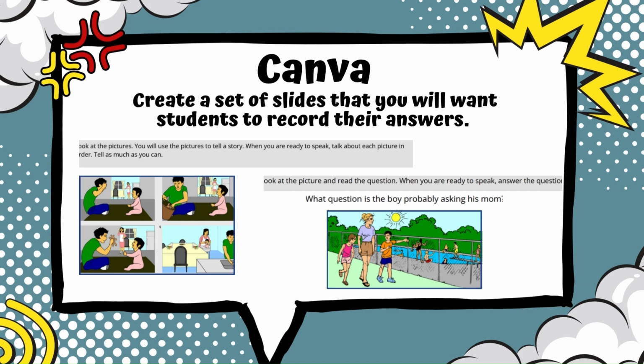You will use the pictures to tell a story. When you are ready to speak, talk about each picture in order. Tell as much as you can. So the students will be able to record themselves saying what's going on in each picture. Same thing for the next one.